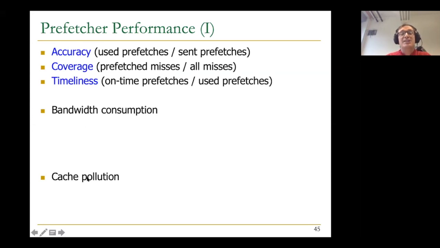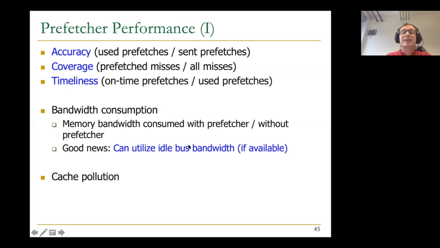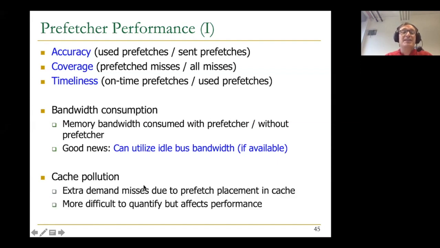On top of this, there are two metrics that are not as much discussed, but they're important to discuss, which is bandwidth consumption and cache pollution. You can also add energy consumption over here. Bandwidth consumption is memory bandwidth consumed with the prefetcher divided by without the prefetcher. So clearly you would like to minimize this as much as possible, but sometimes there's no pain, no gain. So you may need to consume more bandwidth to get benefit. But sometimes you can utilize idle bus bandwidth, so it may not be important to consume more bandwidth, right? Because the bandwidth is idle. Cache pollution is a bit harder to quantify, but these are extra demand misses due to prefetch placement in the cache. But it's clear this affects performance.